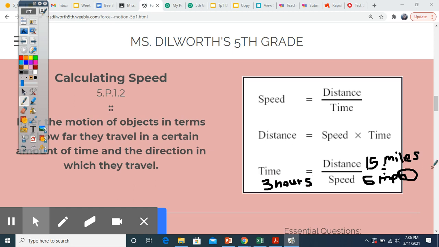So that is how you find speed given the distance and time. That's how you find distance given the speed and time. And that's how you find time given the distance and speed. So these are pretty simple equations. You just have to do some long division and multiplication, which they shouldn't be too difficult of problems.